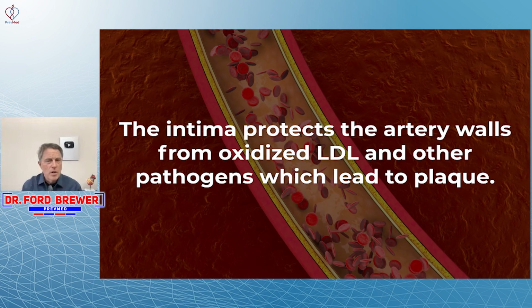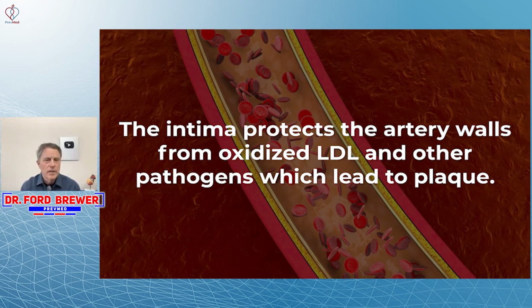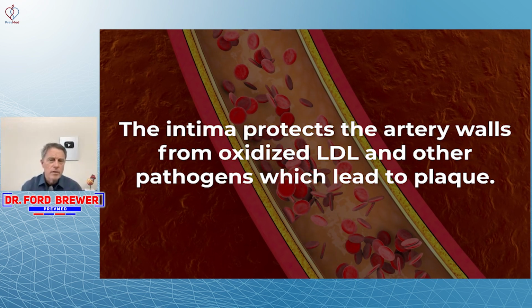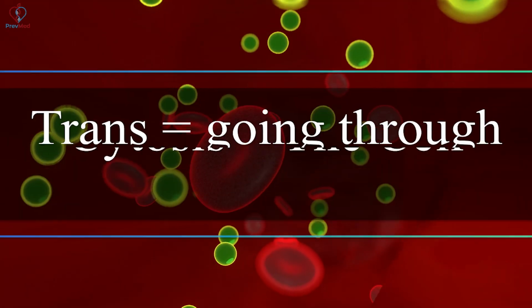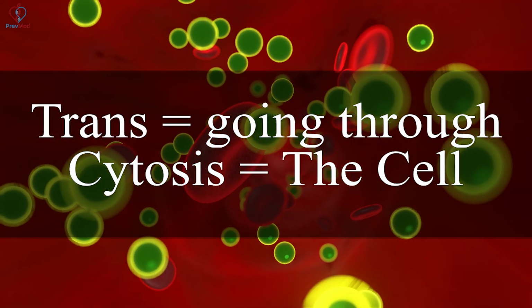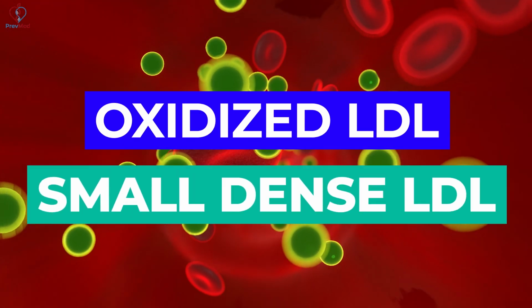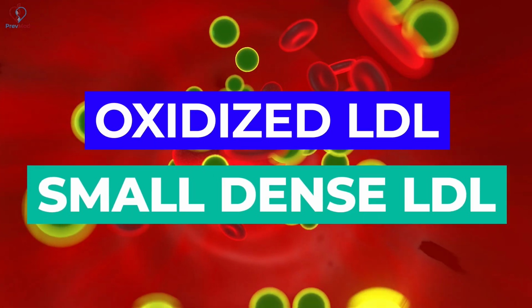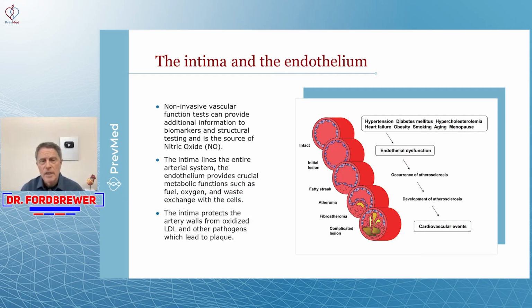So as you remember, that small dense LDL and oxidized LDL, quote, bad cholesterol, that's the stuff that can undergo what's called transcytosis. Trans meaning going through, and cytosis meaning the cell, going through the cell. And what transcytosis is, oxidized LDL, small dense LDL, actually going through the intima lining cells of the artery wall when they are damaged or stressed with cardiovascular inflammation. That oxidized small dense LDL can't go through the next layer, the media layer. So it gets stuck between the intima lining and the media layer. That is exactly what plaque is.